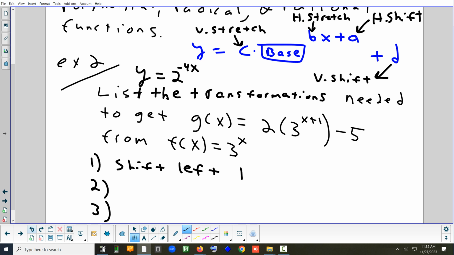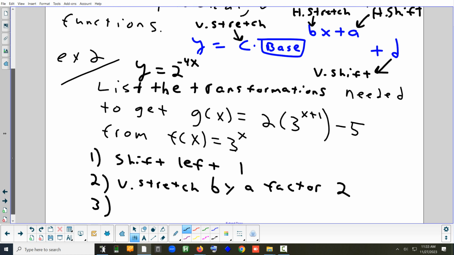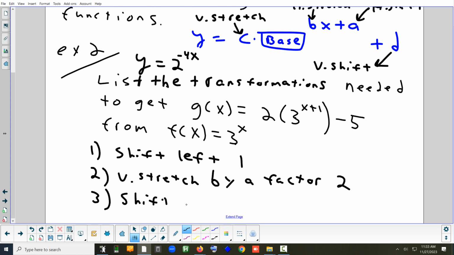Yep. And what's in the C spot? Vertical stretch by factor 2. Yep, so we've got a 2, which means it's a vertical stretch by a factor of 2. Let's see. Do we have anything in the spot for D? Yep. What's in the D spot? Vertical shift down 5. So that's going to shift down 5. And so when I ask you to describe the transformations, that's what I mean. Any questions on that?